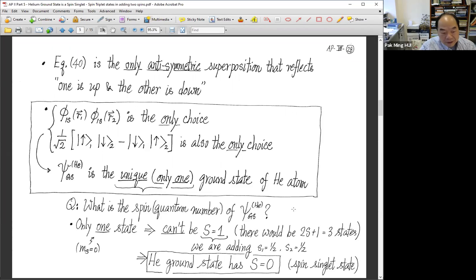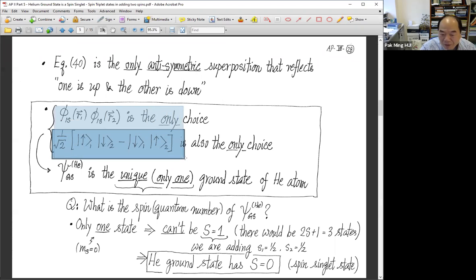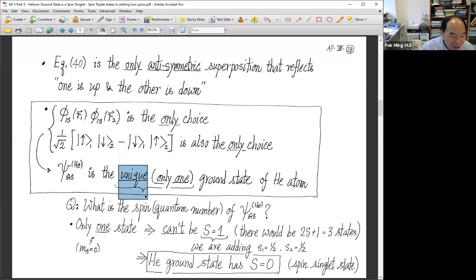Okay, and together, the two arguments: in the spatial part, this is the only thing we can write down. That enforces us to the spin part. This is the only thing we can write down. The product is the only thing that we can write down for the helium ground state. The helium ground state is unique. You don't see a degenerate ground state. This is the unique single allowed ground state. Okay?